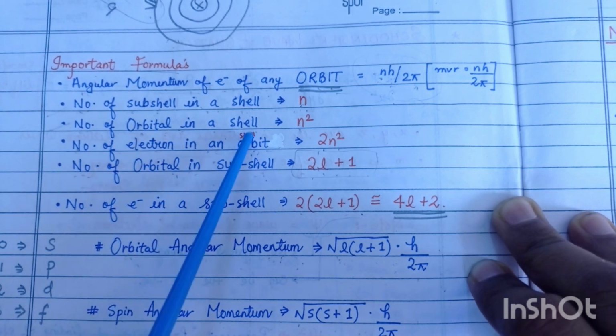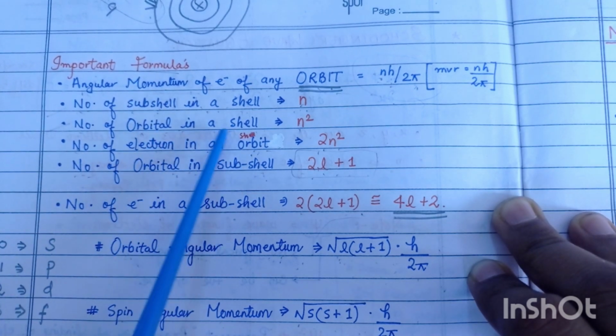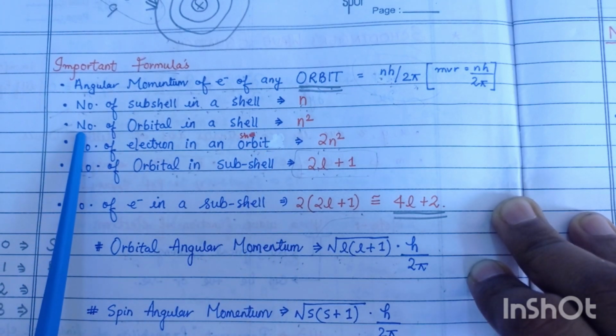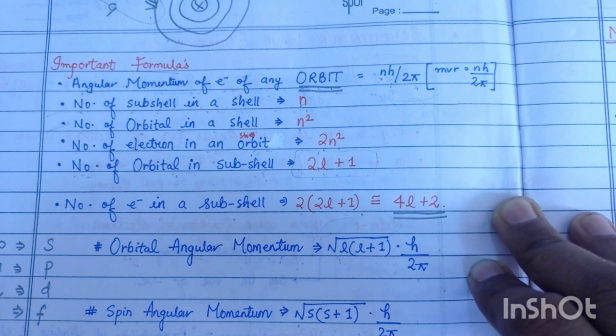Number of orbitals in a shell. The number of orbitals in a shell or orbit is n square. For example, if I ask the number of orbitals in the third shell, your answer will be 9, because the square of 3 is 9.